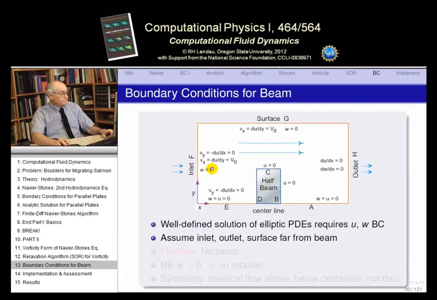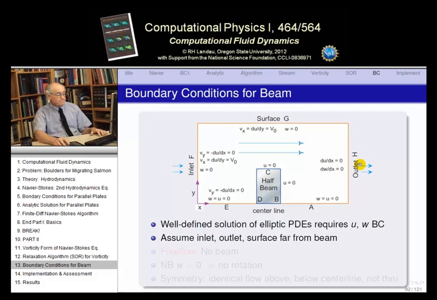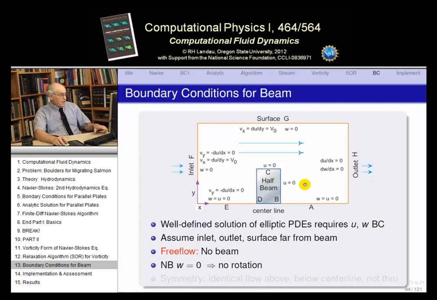On the outlet, we also have no change in u in the x direction, and likewise no change in w in the x direction, because the outlet is smooth flow. We'll have symmetry here as well. So this is only half the plane. The rest of the beam is down below. And we now have the other regions here.